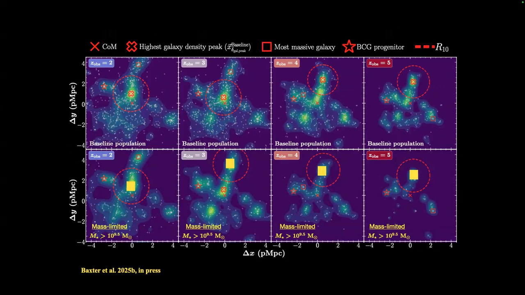This is the location, the yellow square, of where you would say the highest galaxy density peak is, based on your observed sample. You can see that most of the time, for this one example, it gets the location correct. For one of those redshifts, it didn't. So this was just a visual example of how we're doing this.